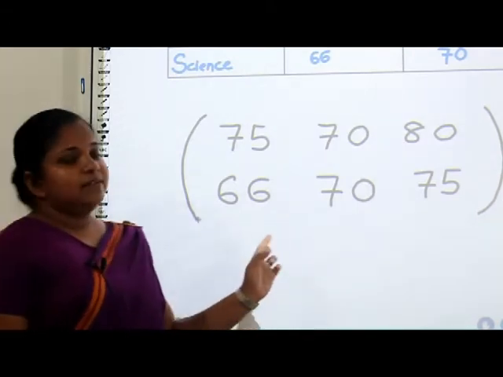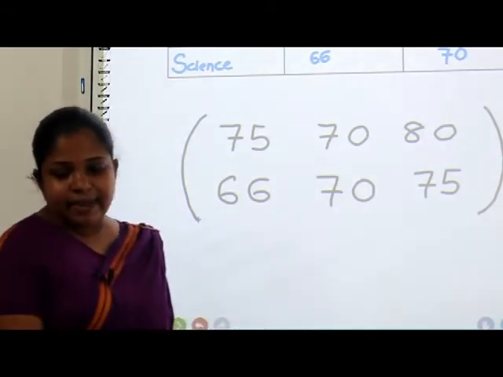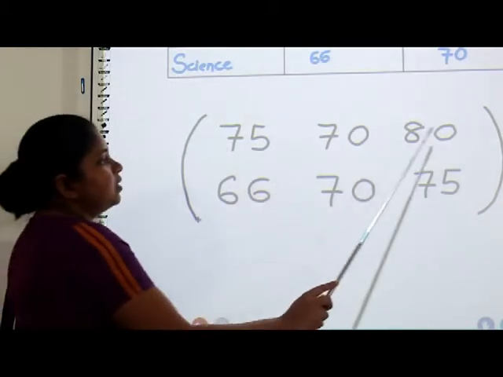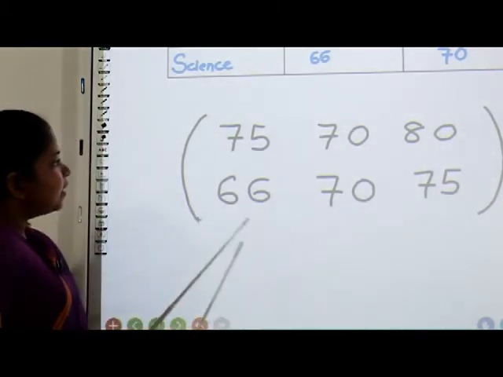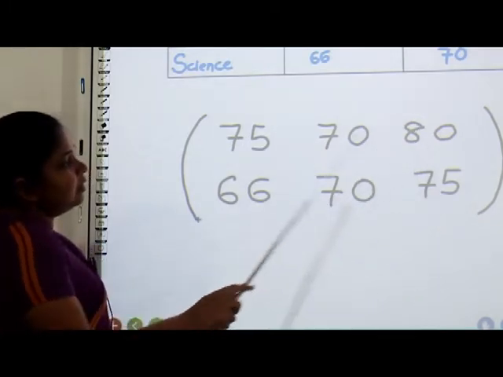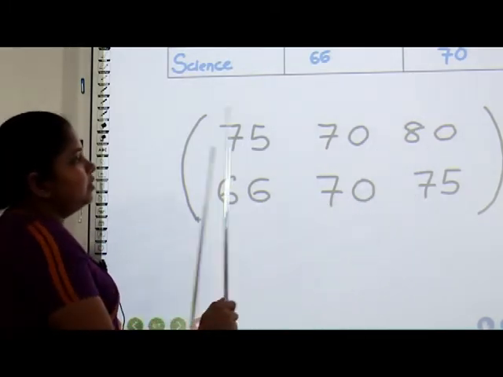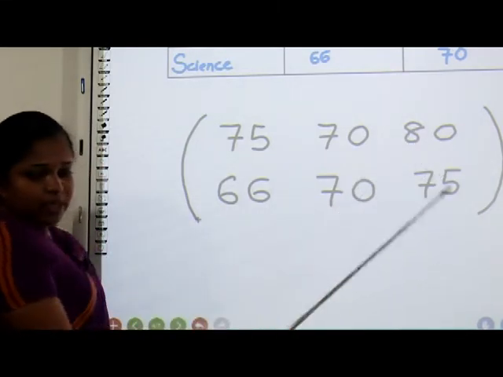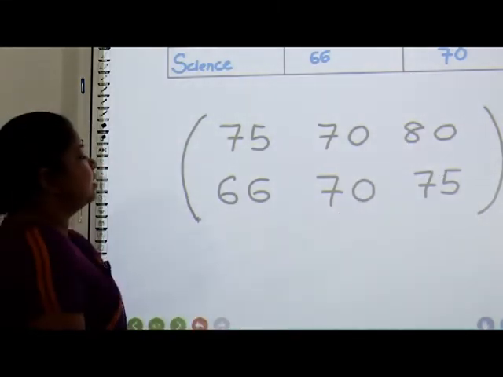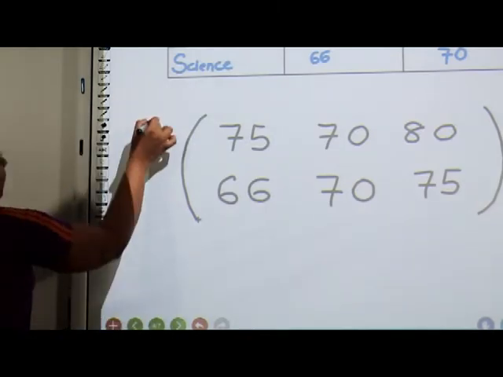Now here is a matrix. You can see the numbers are arranged in rows. Now here you can see two rows are there, and here are the columns, and 3 columns are there. 2 rows, 3 columns, and we can name the matrix with a capital letter.